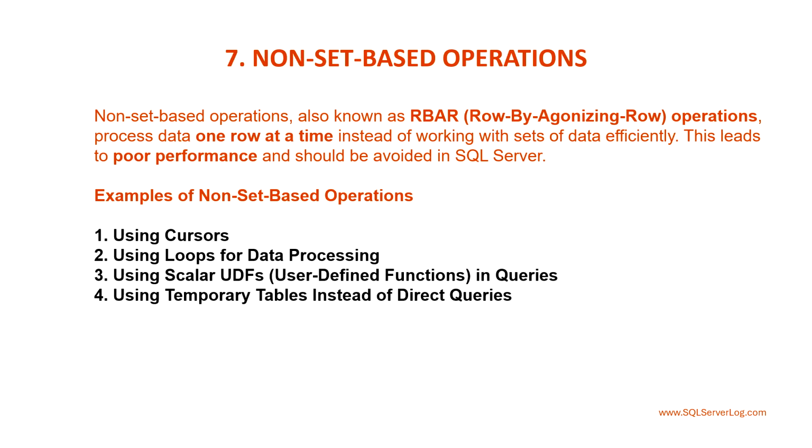7, non-set based operations. Non-set based operations, also known as RBAR, row by agonizing row operations, process data one row at a time instead of working with sets of data efficiently. This leads to poor performance and should be avoided in SQL Server. Examples of non-set based operations are using cursors, using loops for data processing, using scalar UDFs in queries, using temporary tables instead of direct queries.